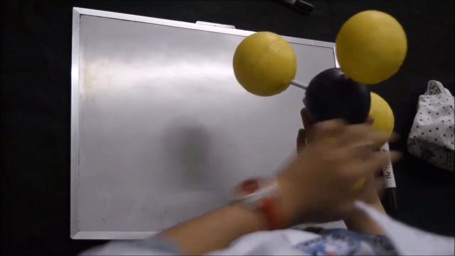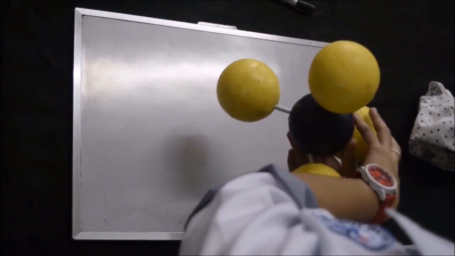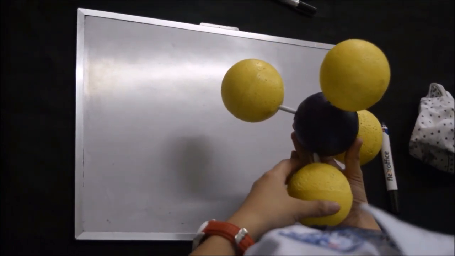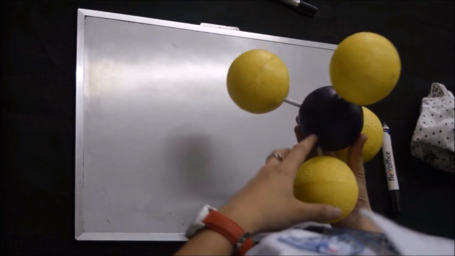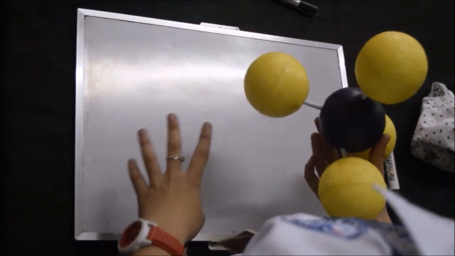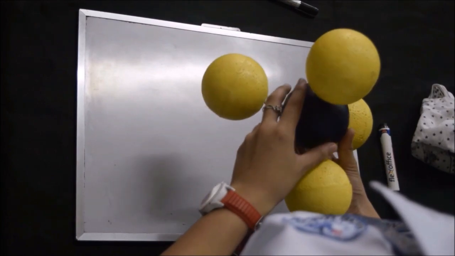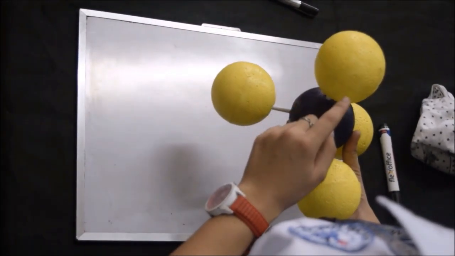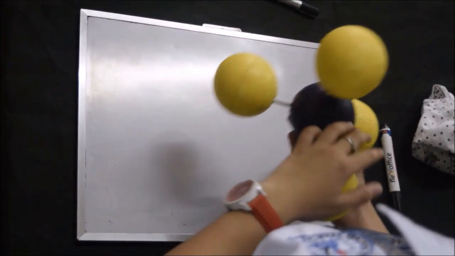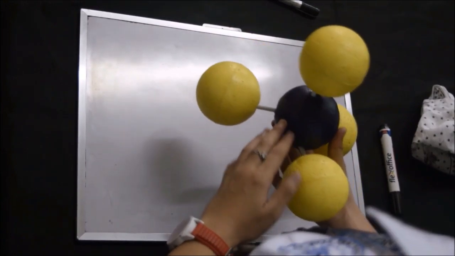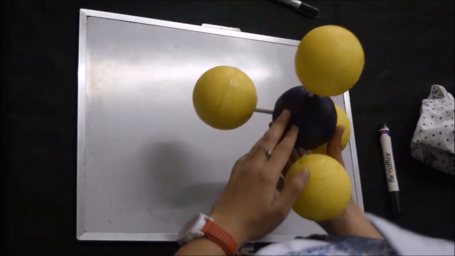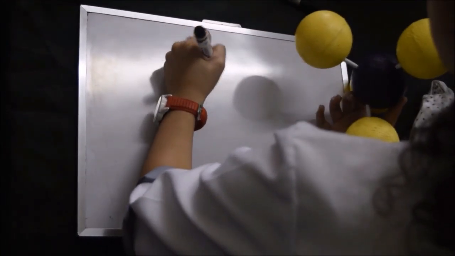This is a tetrahedral diagram. This is its central atom, and it has four substituents. A tetrahedral diagram has four substituents because of the root word tetra, which means four. The bond angles for a tetrahedral diagram are 109.5 degrees, the same as in methane, which is CH4.